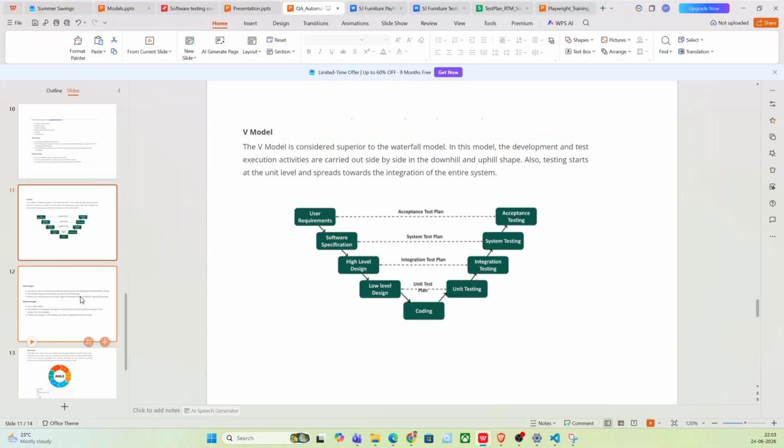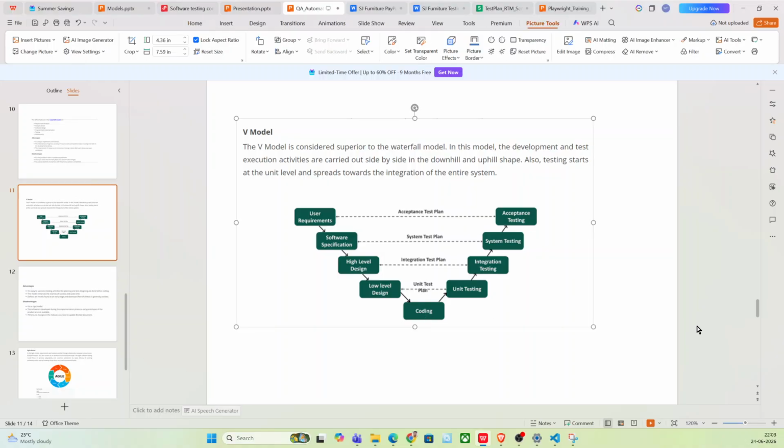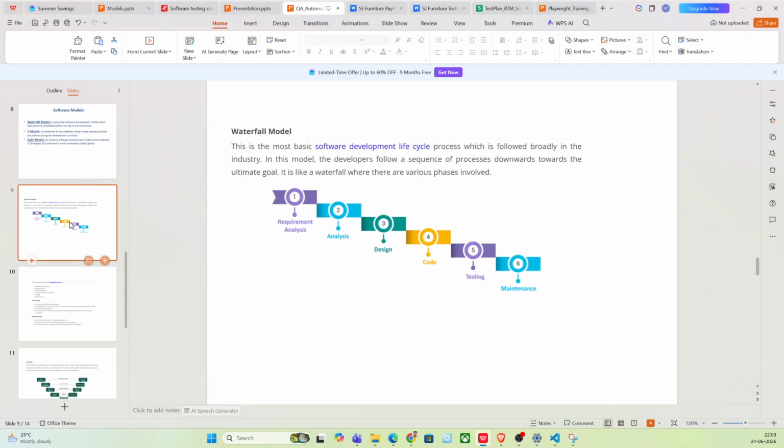Okay, so that is the benefit we get from the V model over the waterfall model. Now the advantage is that it is easy to use, since testing activities like planning and test designing are all done before the coding. This model also saves some time, because right after the coding, people will start executing the test cases, right? In the waterfall model, after stage 4, they will start writing the documentation, then they will start executing the test cases.